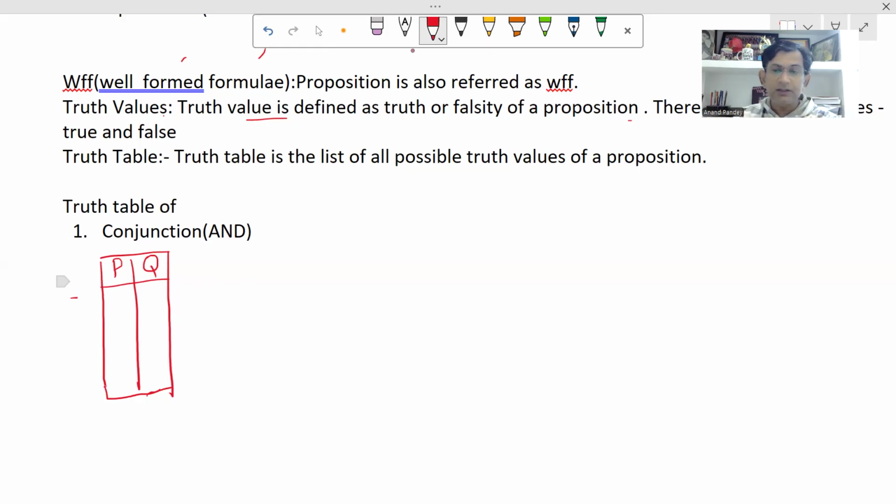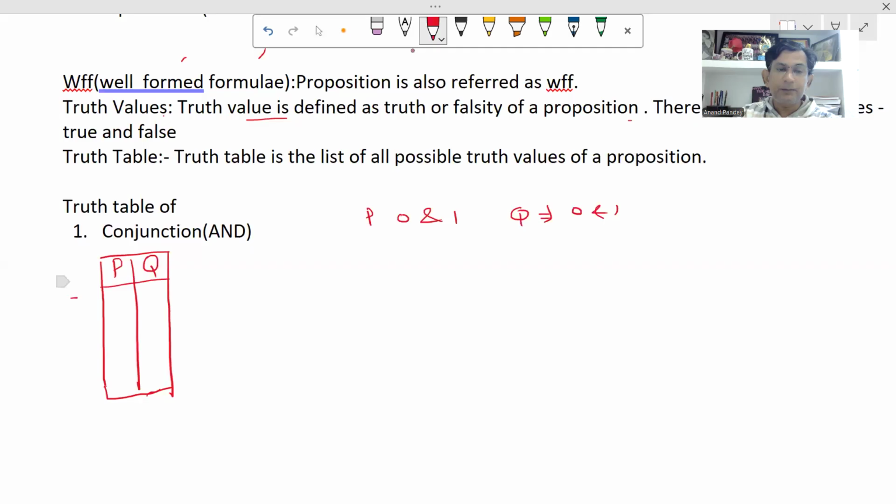Here P is a proposition, Q is a proposition. So the possible value of P will be what? 0 and 1. As I told, there are only two values in Boolean algebra, 0 and 1. 0 stands for false, 1 stands for true. Like that, the possible value of Q will be what? 0 and 1 only. Okay.